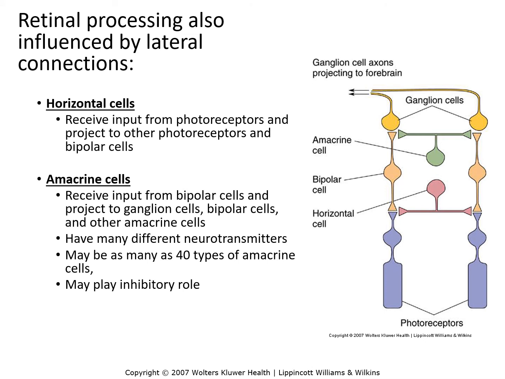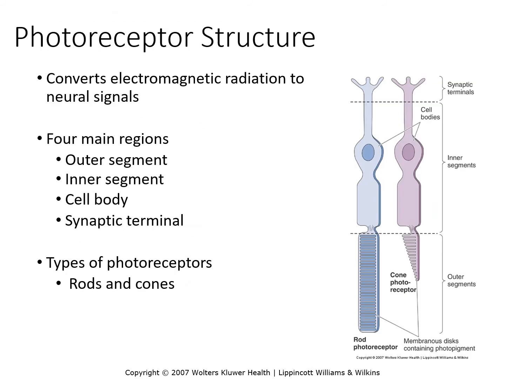So again, kind of those lateral connections here. Horizontal cells are going to receive input directly from photoreceptors and project to other photoreceptors and bipolar cells. So they'll modify the input coming from those photoreceptors. The amacrine cells are going to receive input from the bipolar cells, and they project to ganglion cells, bipolar cells, and other amacrine cells. There's lots of different neurotransmitters. There's lots of different types of amacrine cells. A lot of times they'll play an inhibitory role. They may play an excitatory role. They're going to balance out the signal that's coming out of the retina.